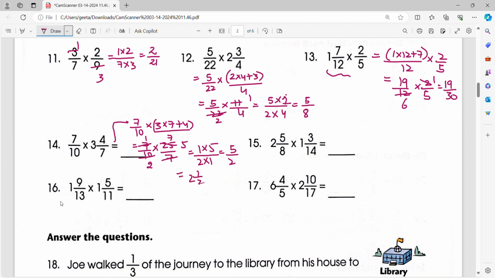Should I write down directly 2 and a half? 2 whole 1 over 2, or 2 and a half, is one and the same thing. Okay. Can you please read question number 15 for me, and I want you to solve it as well. One whole 3 over 14.